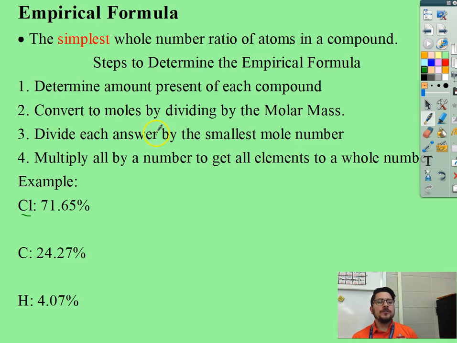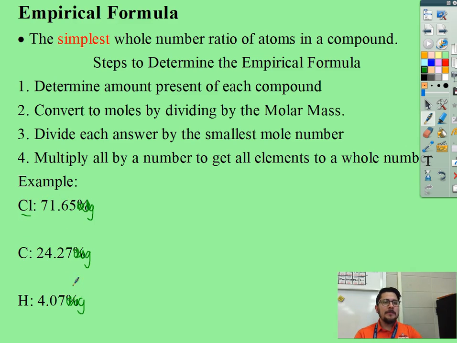Step 1. You need to first determine how much is present in the compound. How many grams of each of these you actually have. So I don't have grams here, though. I have percents. So imagine if I have 100 grams, because these are percents. If I had 100 grams of this substance, whatever it is, 71.65 grams of it would be chlorine. 24.27 grams would be carbon. And 4.07 grams would be hydrogen. So I'm going to change all these percents into grams. So it's basically like I have 100 grams of it in front of me.